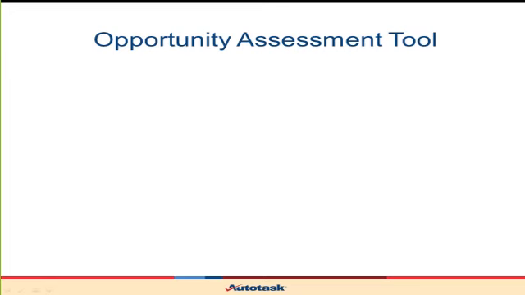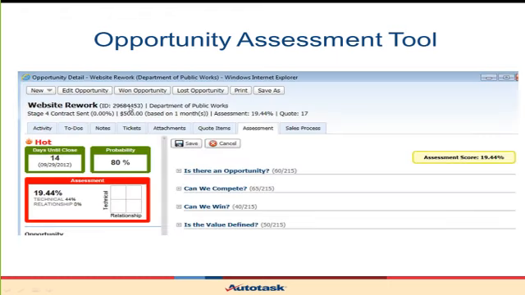This video is going to provide an overview of the Autotask Opportunity Assessment Tool. This tool allows you to introduce a structured sales approach to your company by providing assessment and sales process tabs to your existing opportunities. And you can see them here from this screenshot. What this really does is it allows you to keep sales reps following a consistent process, as well as, from a management perspective, provide that detailed view of the sales cycle status.